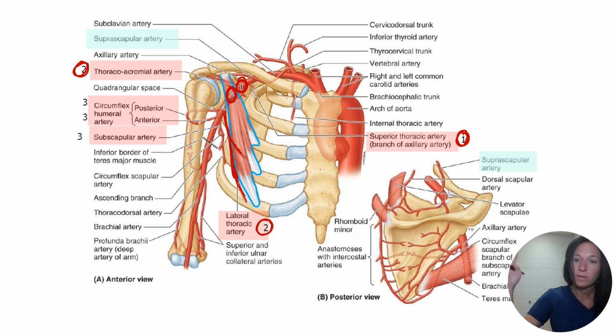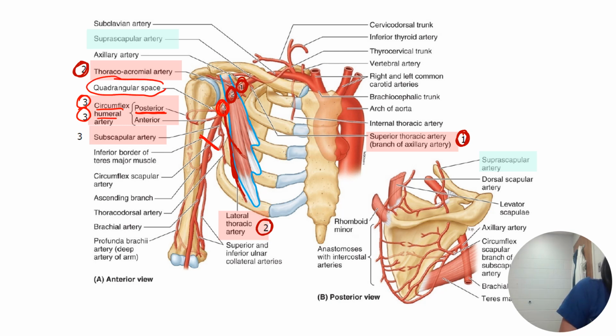Now, distal to the lateral border of pectoralis minor to the inferior border of teres major is going to be the third part of the axillary artery. And just like part 1 had one branch, part 2 had two branches, part 3 has three branches. So we get the anterior and posterior circumflex humeral artery. So we have already looked at posterior circumflex humeral artery.